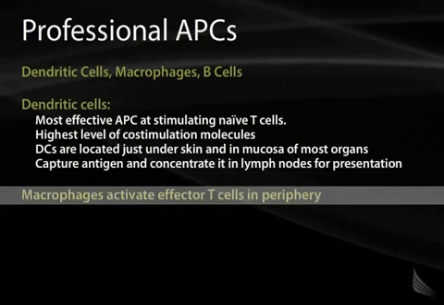Macrophages activate effector T cells out in the periphery. Remember, macrophages like to live out in the tissues, so they're involved with that secondary activation. After the T cells have been activated in the lymph nodes and they move out to the periphery, then they're reactivated by these macrophages.